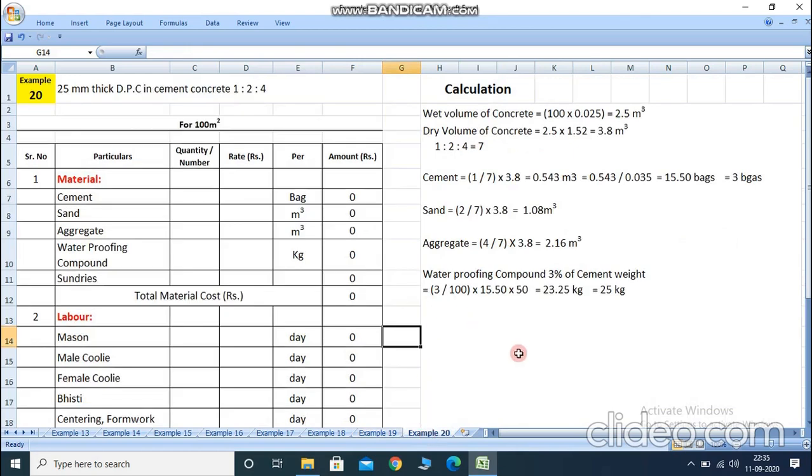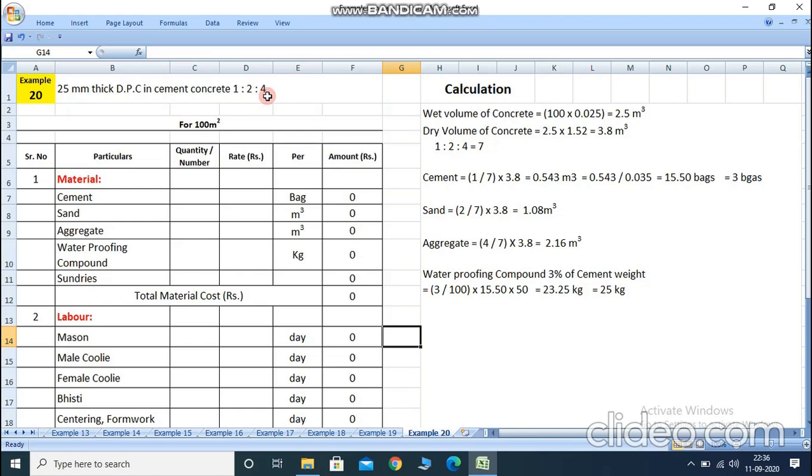Now next we start another example, number 20. In this example, 25 mm thick DPC in cement concrete of ratio 1:2:4. Here we calculate the DPC. For completing the DPC work, the materials required are cement, sand, aggregate and waterproofing compound. These four materials are required, and labor is required.